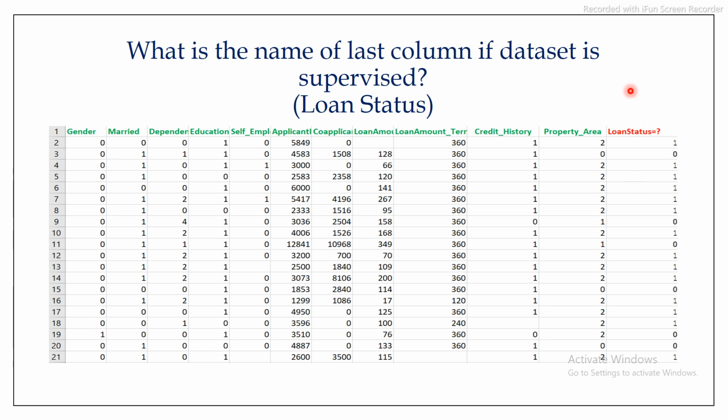If I remove this loan status, the data will be unsupervised. At that time, if you remove this column loan status, you have to apply clustering techniques to bring out some of the hidden patterns in the data. That is also called knowledge discovery. You are trying to bring out some knowledge from the unsupervised data, because you don't know what the output is. That is why clustering and different techniques are applied for bringing out the patterns which are hidden in the data, right?